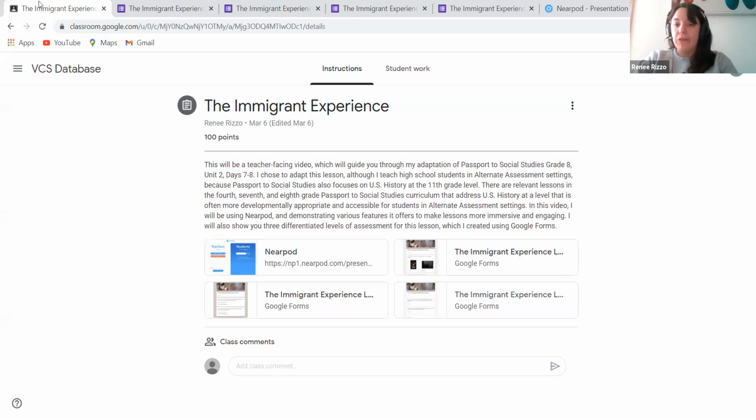So just for a quick review, we went over a Nearpod lesson adapted for students in alternate assessment settings, and we went over 3 levels of differentiated assessments, which I created in Google Forms.